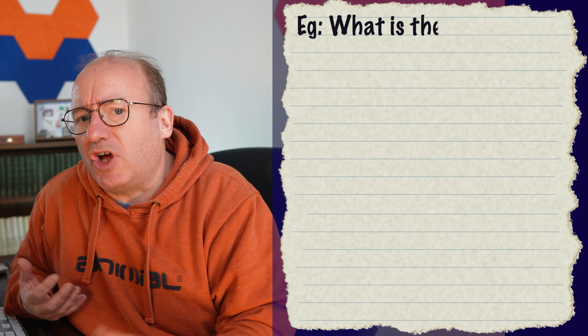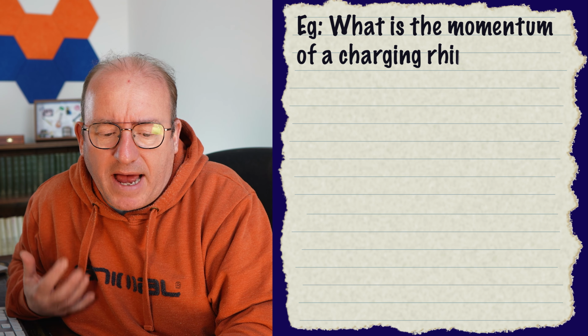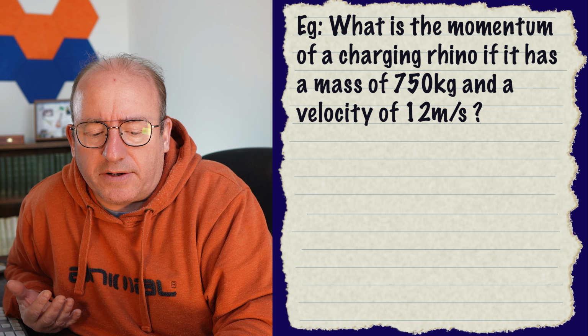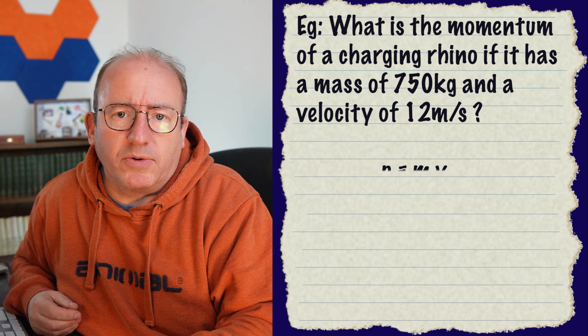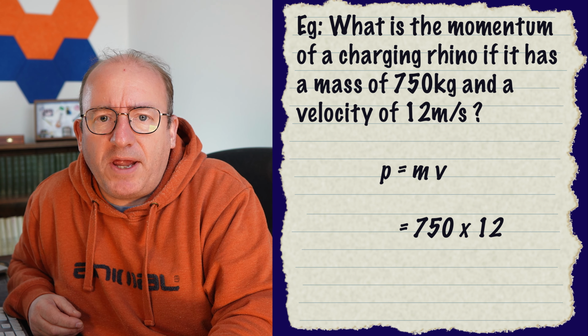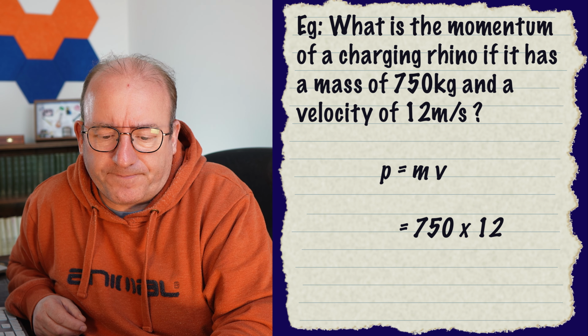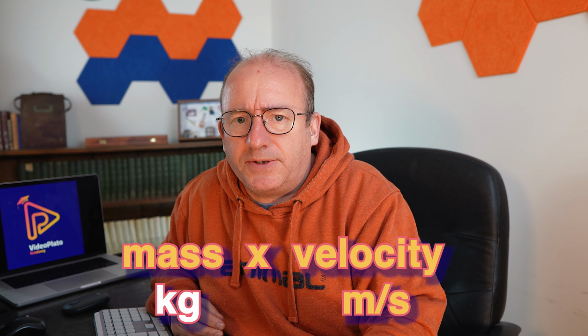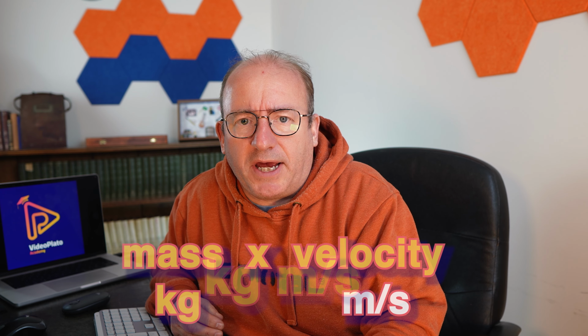What's the momentum of a charging rhino if it has a mass of 750 kilograms and a speed of 12 meters per second? We start with the equation P equals mv. We then put the numbers in. The mass is 750, the velocity is 12. Multiplying those together, we get 9,000. The units are kilogram meters per second. That's because it's mass, which is kilograms, times velocity, which is meters per second. So it's kilograms meters per second.